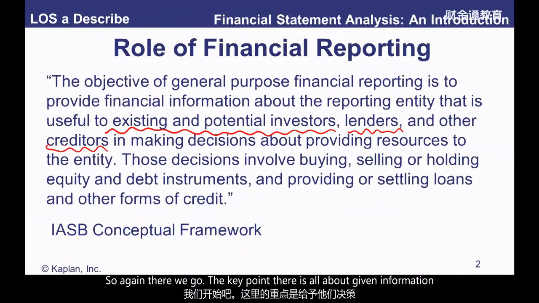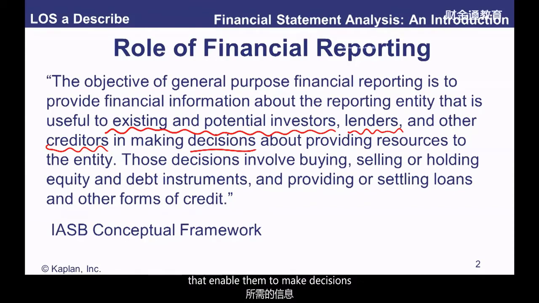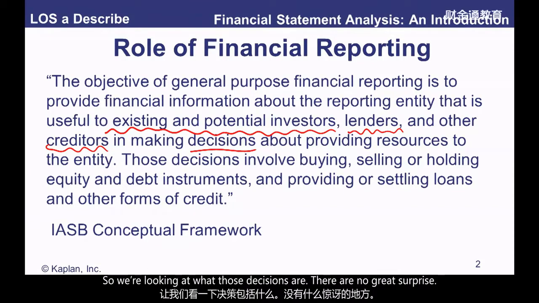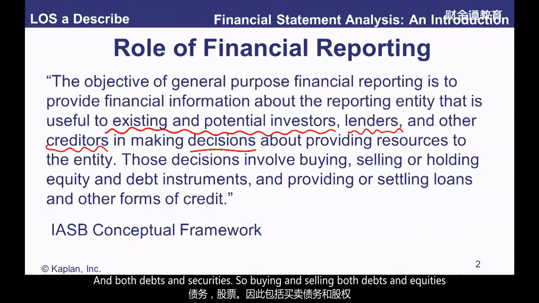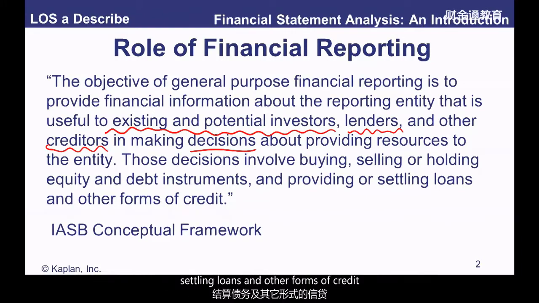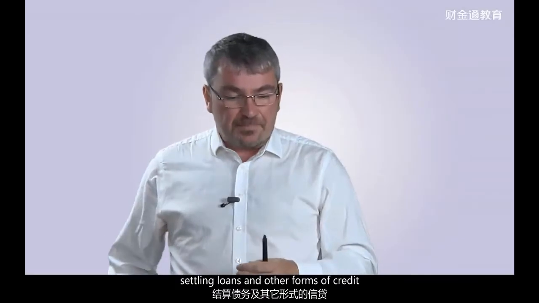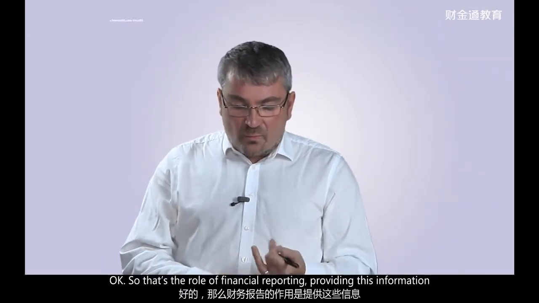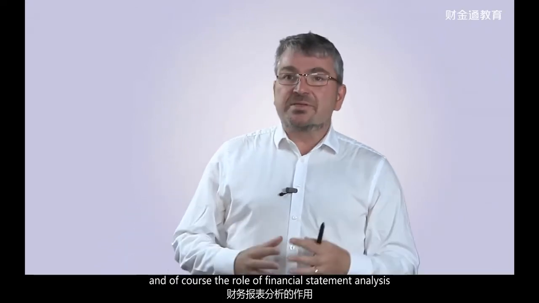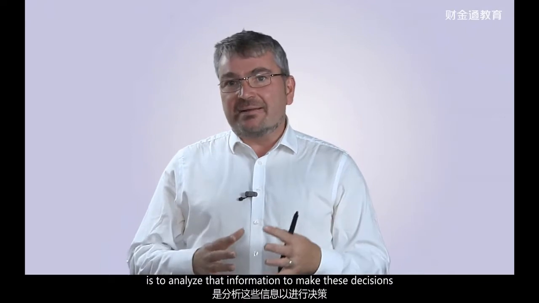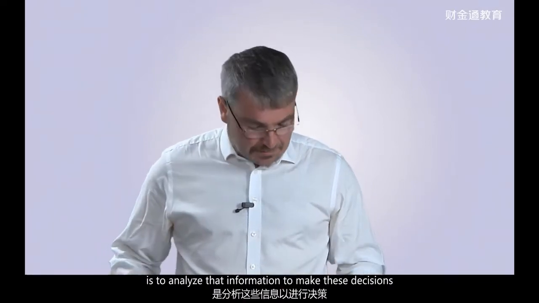So, okay, we're trying to give them information that is going to be relevant for decision-making purposes. So again, there we go. The key point there, it's all about giving them information that enables them to make decisions. So when we look at what those decisions are, there's no great surprise. It's buying, it's selling securities, it's holding equity and debt securities. So buying and selling both debt and equity, settling loans and other forms of credit. Okay, so that's the role of financial reporting, to provide this information. And of course, the role of financial statement analysis is to analyze that information to make these decisions.